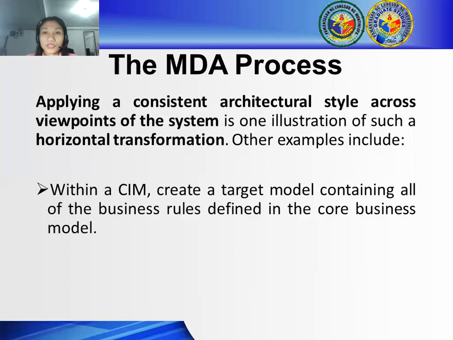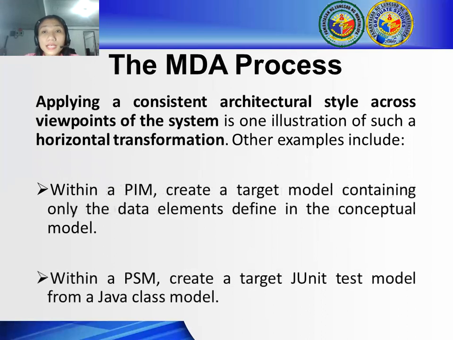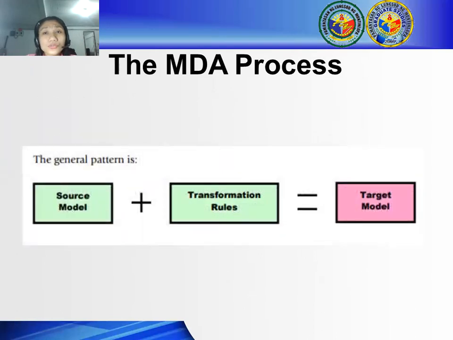Other examples include: with a CIM, create a target model containing all of the business rules defined in the core business model. With a PIM, create a target model containing only the data elements defined in the conceptual model. Within the PSM, create a target JUnit test model from a Java class model. Note also that a PSM, one layer of the abstractions, may take on the role of the PIM with regard to further transformation down into another layer.